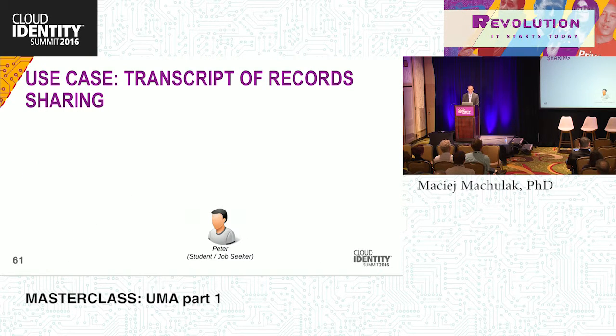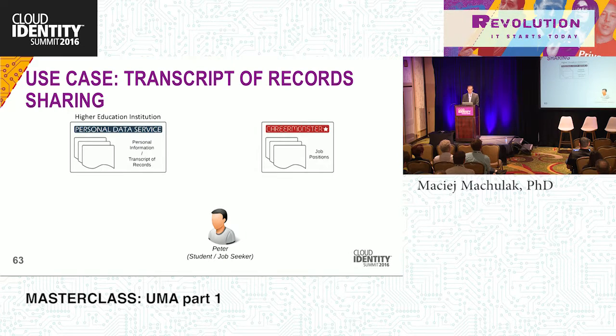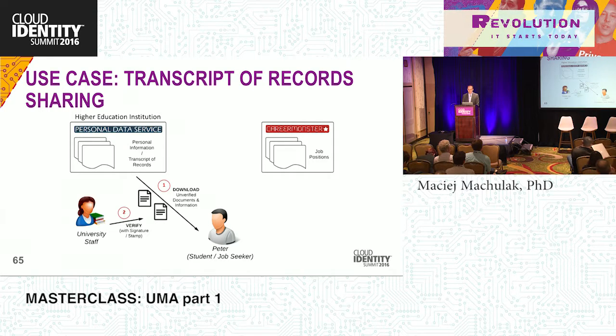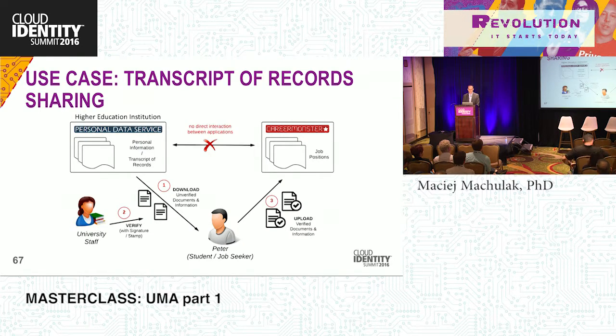So to visualize the process, we'll have Peter, who will interact with these two systems: a personal data service, which is at a higher education institution, and Career Monster, which is a job application portal. Typically, what would happen is that a student downloads some documents, they have them verified, and they upload these documents to another system. So there's no direct interaction between these two.